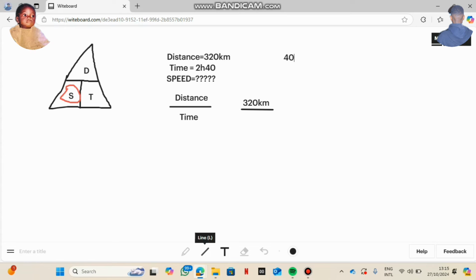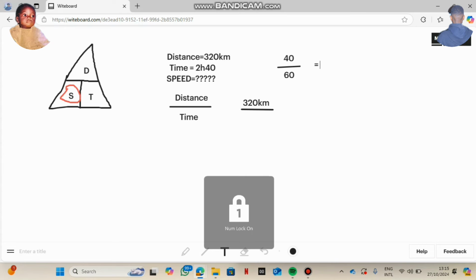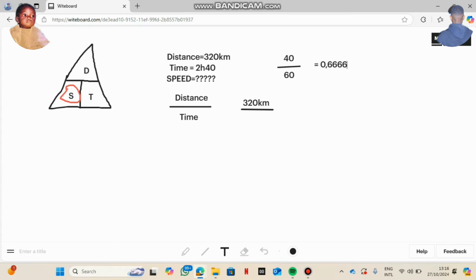So now, let me write it again. It's 40 divided by 60. So now it will give us 0.6667, and then we say what is our time. Plus, remember, we also have the 2, which is 2.6667. So we add, and we say 2.6667. Be careful of my numbers, they might lead you to a wrong answer.